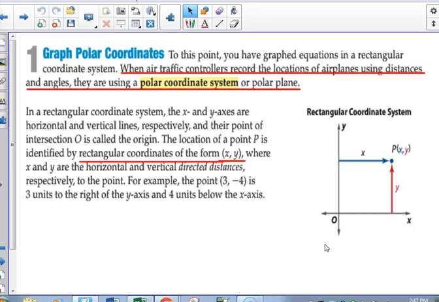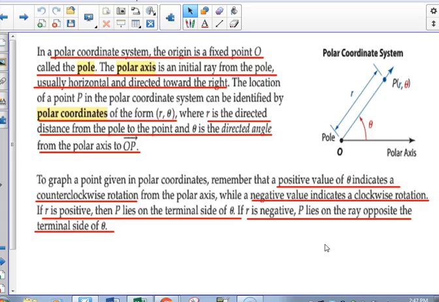But there is still a point that we're going to kind of call the origin. It has a different name in the polar system. It's called the pole, like the North Pole or something. And we're not going to have an X and Y axis anymore, but we're still going to have a line to start from, which is in the same place as the X axis.